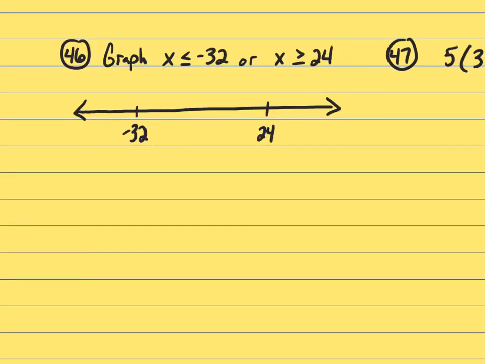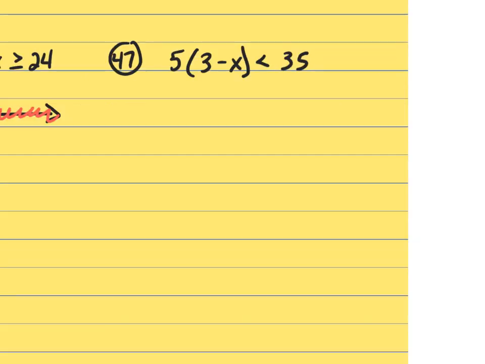Number 46, I'm going to graph both inequalities on my number line. Since x is smaller or equal to, that means a closed point because it has or equal to, and smaller would be left. On the other one, x is greater than or equal to, that's a closed point, and since it's bigger, bigger is to the right. So I'm looking for the graph that has closed points and they're shaded away from each other.